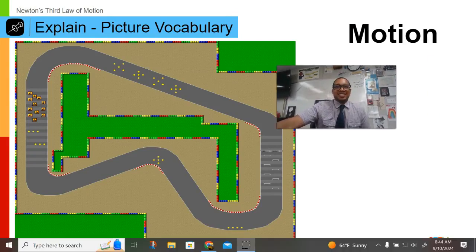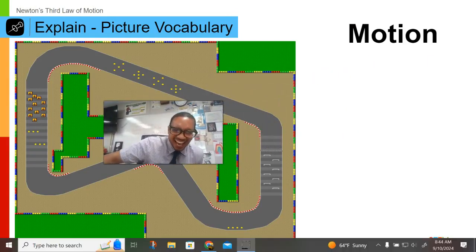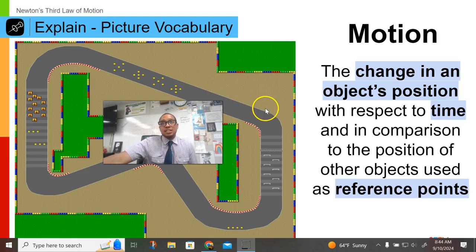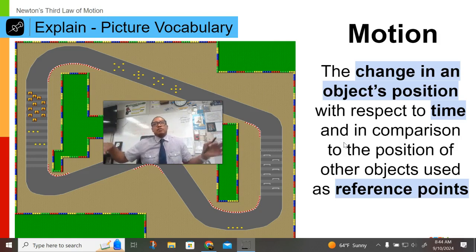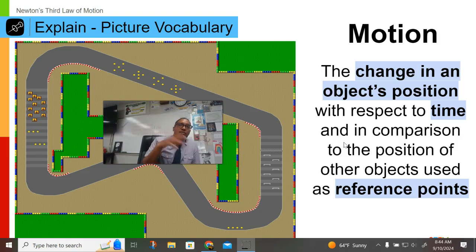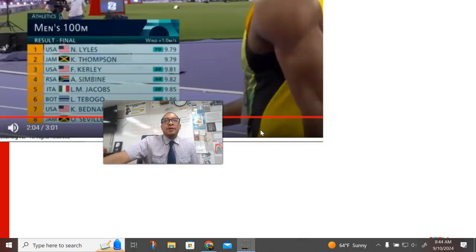So can you tell us the definition of motion? Hopefully you said the change in an object's position, location with respect to time, in comparison to the position of other objects used as reference points. If you gave me at least that first part, the change in an object's position or location in a certain amount of time, then you're doing good. The reference points, we'll talk a little bit more about that later. Okay, cool. Now let's move to this.